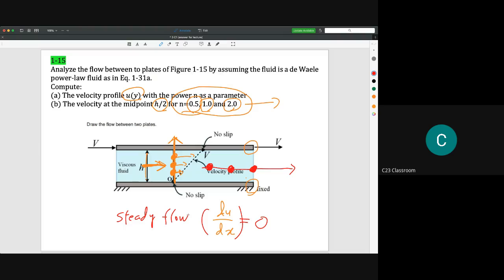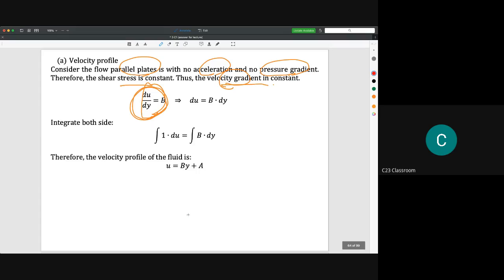So we assume du/dy is equal to b, and then we rearrange our equation to become du equals b dy. To get the final equation of the velocity, we integrate both sides. The integration of du gives us u, and the integration of b dy, where b is constant, gives a new term in y. So we have by plus a, where a here is the constant.